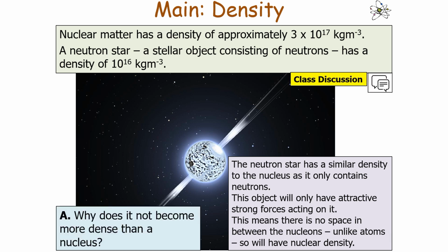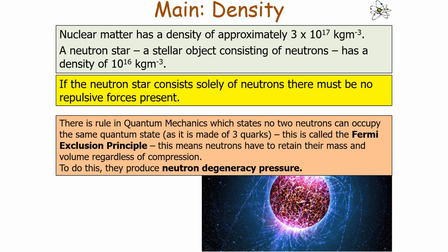So you might ask the first question: why doesn't it become more dense than a nucleus if you've only got the attractive strong force acting between neutrons? Well, whilst the neutron star consists solely of neutrons, so there's no repulsive electromagnetic force present, there is a rule in quantum mechanics which states that no two neutrons can occupy the same quantum state, which we call the Pauli exclusion principle. This means that neutrons have to retain their mass and volume regardless of compression. So to do this, they produce a neutron degeneracy pressure, which means it won't completely squash the star to a point.